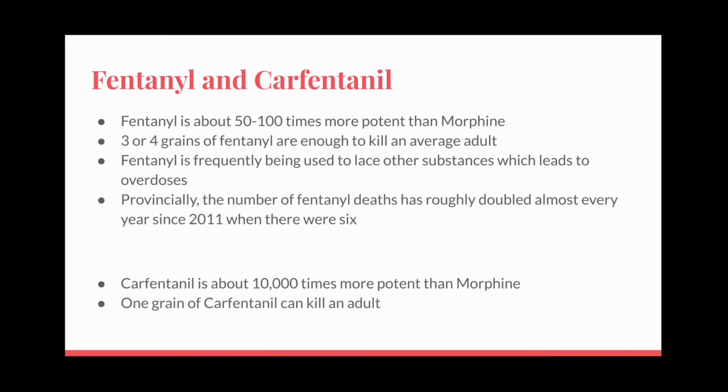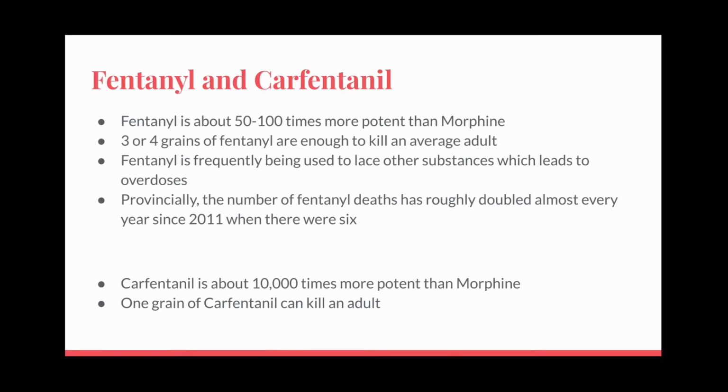Provincially in Alberta, the number of fentanyl deaths has roughly doubled almost every year since 2011, when there were 6. It is also less expensive than a lot of other substances when making it, and therefore it is frequently used to lace different drugs, such as heroin. It was designed as a strong analgesic for intense pain, but has moved to the illicit drug world. There are many different ways to ingest or consume fentanyl, including inhaling, intranasally, and transdermally.